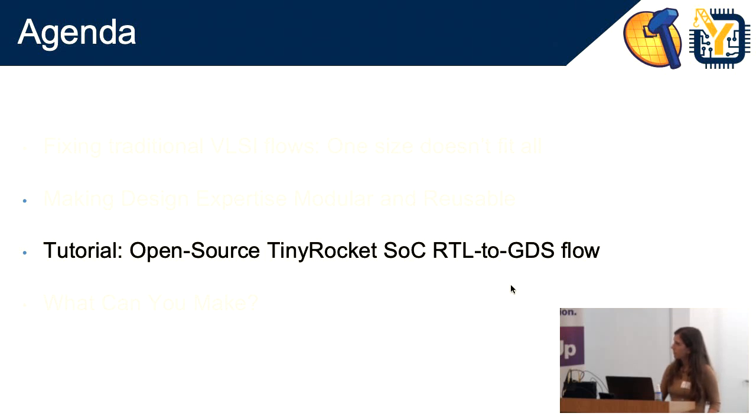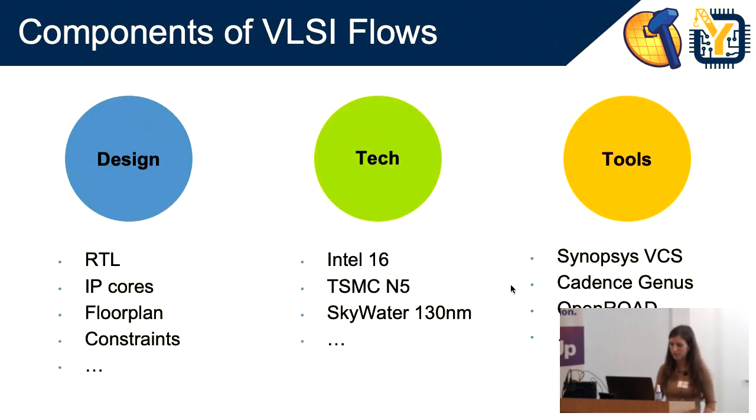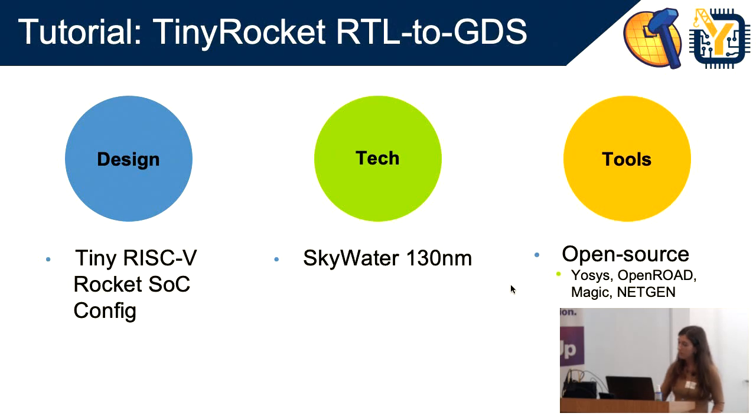So next I'll just go through what you would need to do to run this open source tutorial. So basically we go back to our VLSI flow, but for this tutorial we have as our design a tiny RISC-V Rocket SoC. For our technology we have the Skywater 130 nanometers, and for tools we have the full open source tool suite.